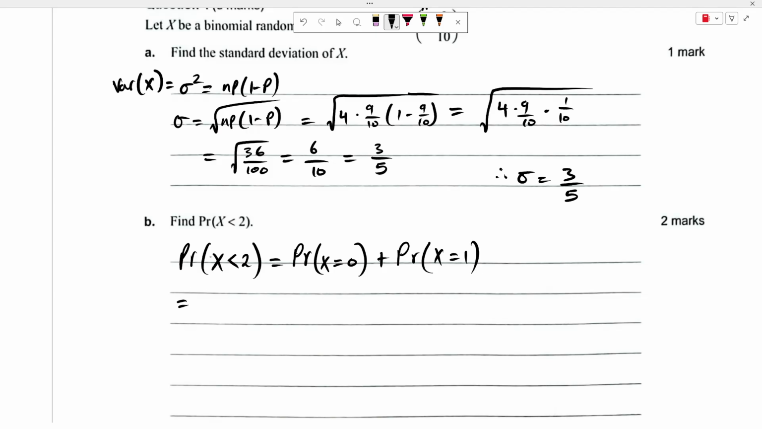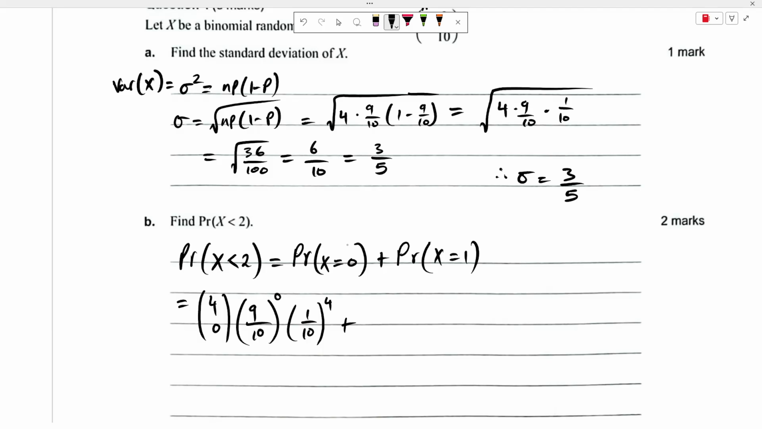Now the probability that x is equal to 0, you're going to have to look at the binomial distribution formula. That's going to be n choose x. So n here is 4. Choose x. For probability x equals to 0, the x value is actually going to be 0. So 4 choose 0 times the p-value, which is actually 9 over 10, to the power of x, in this case that's 0, times 1 minus 9 over 10, which is actually just 1 over 10, to the power of n minus x. So n is 4, here x is 0, so 4 minus 0 is just 4.